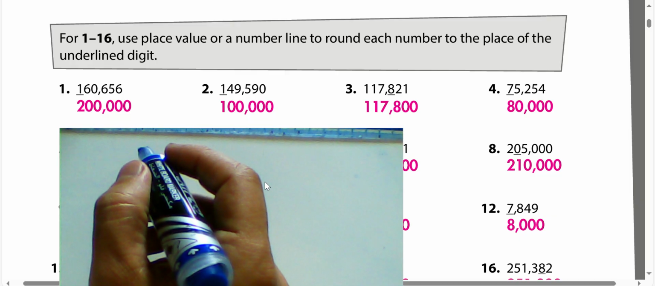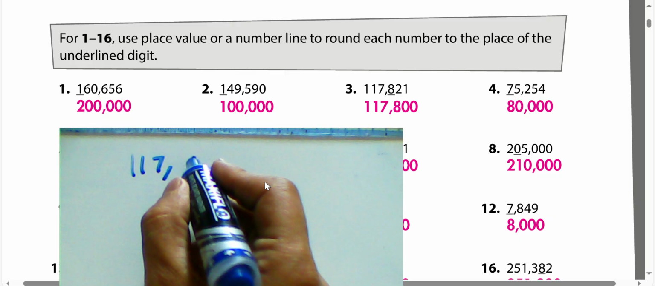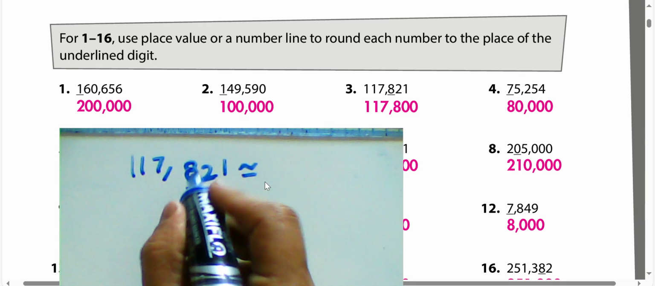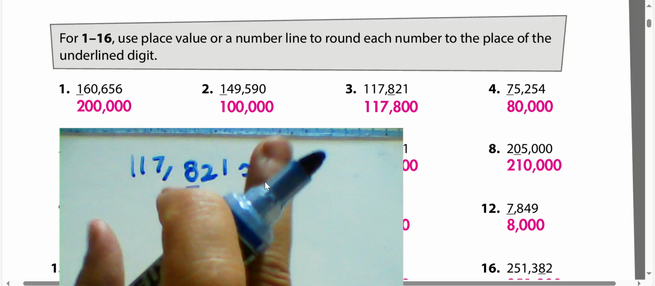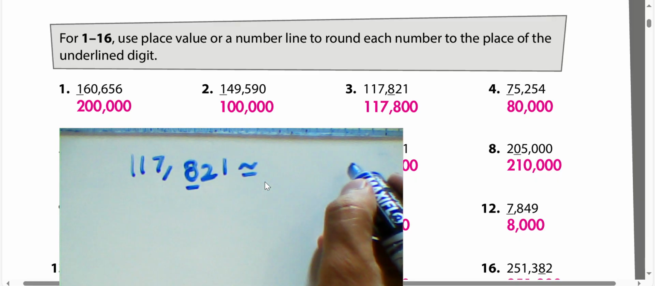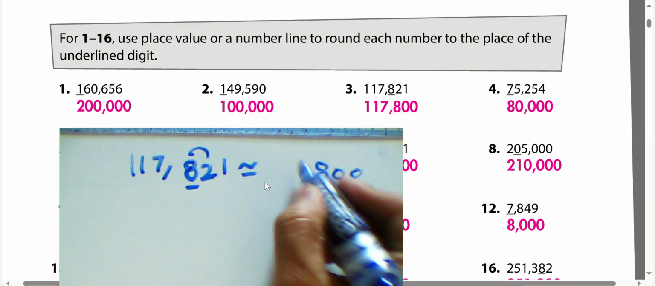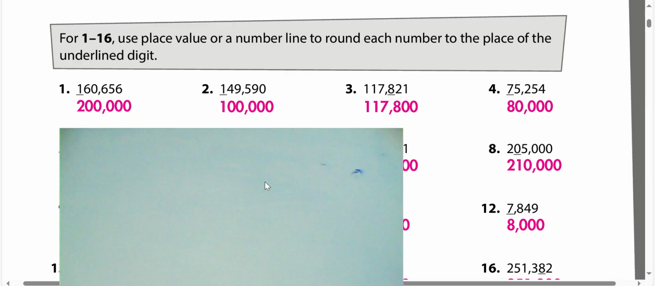And what about the number here? 117,821. We can approximate this number to the hundreds place. Does 2 give 1 or not? It can't give 1, because 2 is less than 5. Any digit less than 5 can't give 1. So you must put double 0 here. The 2 can't give 1 to the 8, and then 7, 1 and 1. The result will be 117,800.